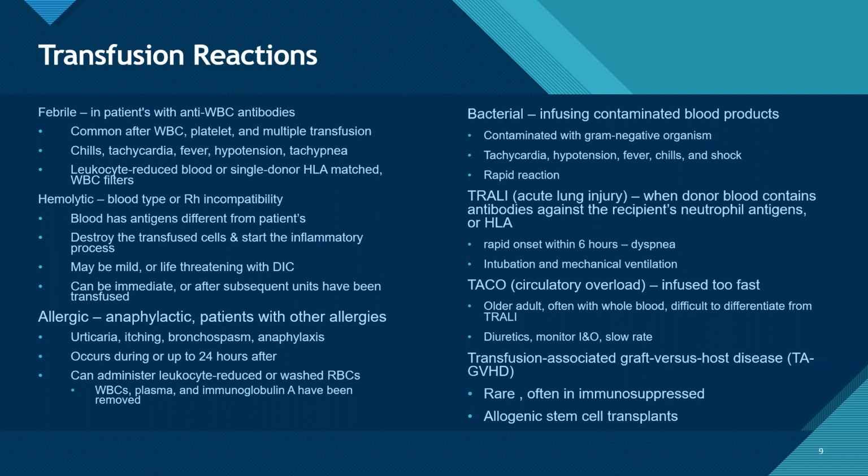It can be difficult to differentiate the two because they're both going to have some shortness of breath. Right? It's going to present with the same signs and symptoms, but it's often with whole blood, so there's more components. TACO, transfusion-associated circulatory overload, is treated with diuretics, monitoring I's and O's, and slowing the rate down. So if you catch it, that's why we assess our patients frequently.